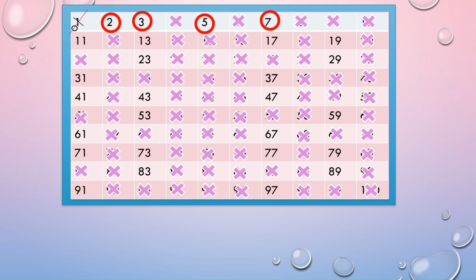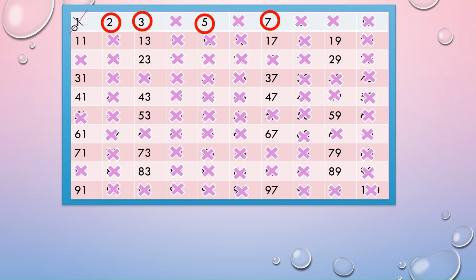7 8s are 56. Crossed out. 7 9s are 63. Crossed out. 7 10s are 70. Crossed out. 7 11s are 77. It's still there. Let's cross it out.